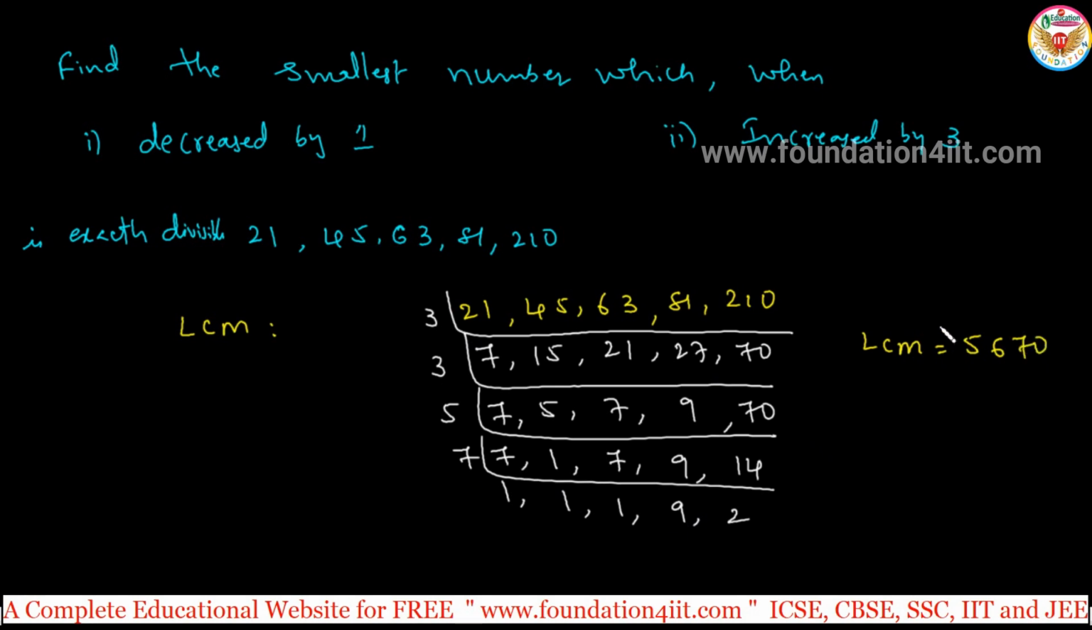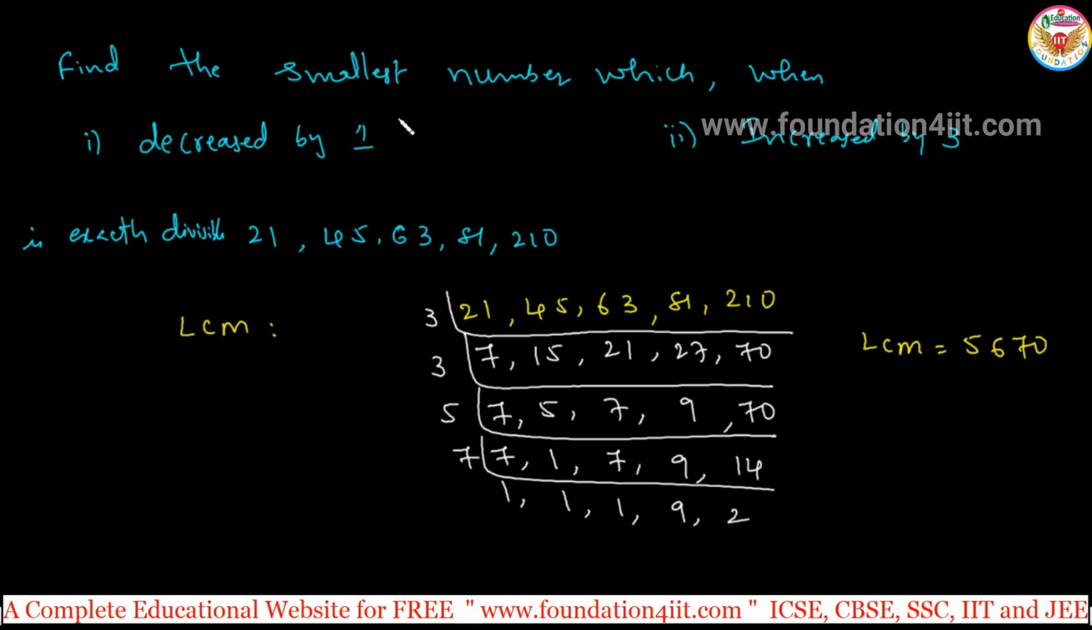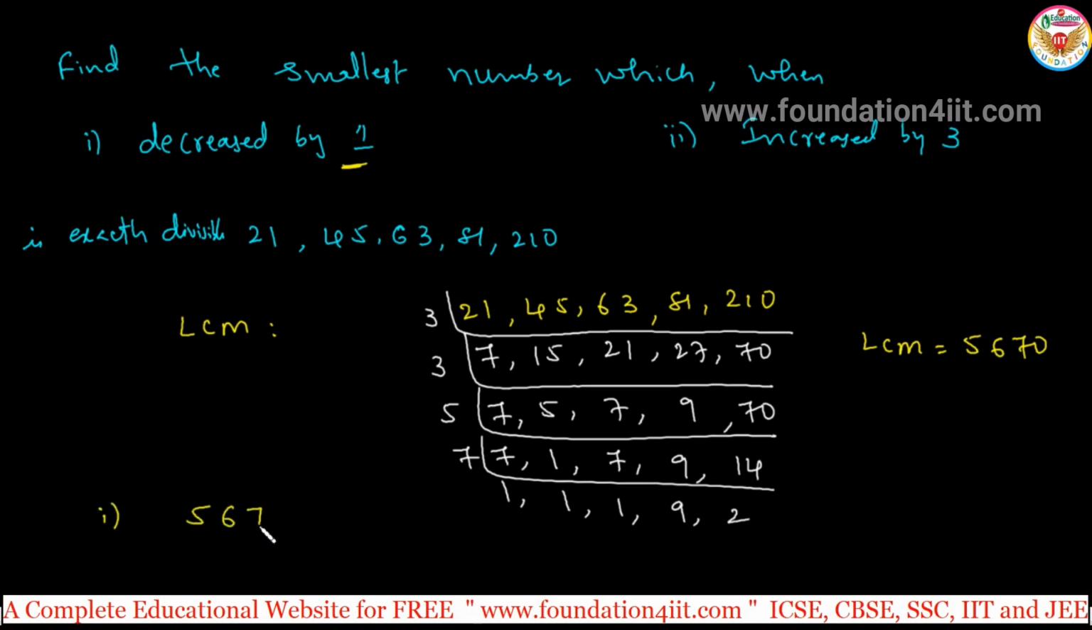Now for the first question, if you take 5670 and divide with 21, the remainder will be 0. Take this number and divide with 45, you get remainder 0. Any of these numbers, if you divide 5670 by them, you will get remainder 0. But they're asking for the smallest number which, when decreased by 1, is divisible. So decreased by 1 means 1 should be added. So the first answer is 5670 plus 1, that means 5671.